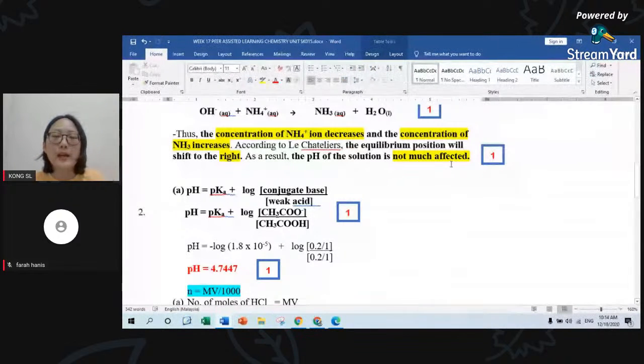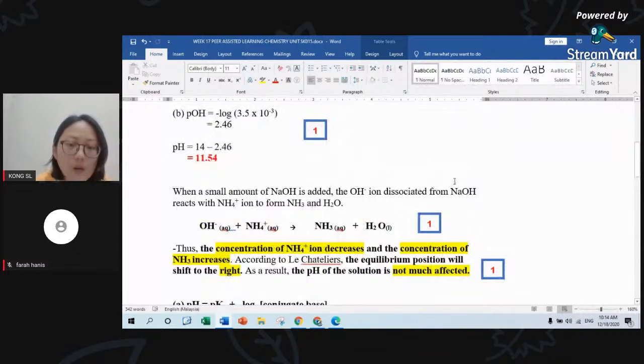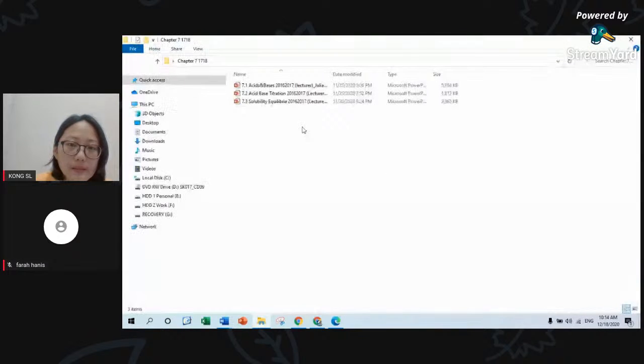But how to explain the Le Chatelier principle? When you explain the Le Chatelier principle, you have to refer to this equation. The equation is not written here. I will open a slide for you all, sorry. Give me some time. This is very important to make yourself clear. Why is it shifted to the right?